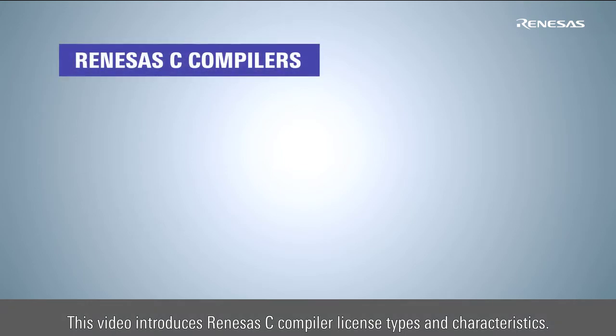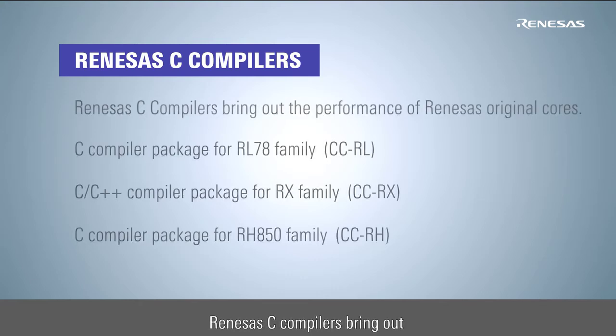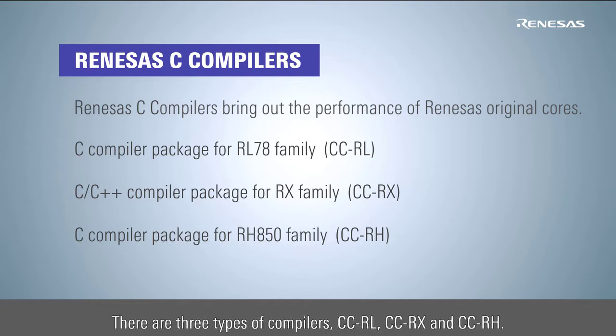This video introduces Renesas C compiler license types and characteristics. Renesas C compilers bring out the performance of Renesas original cores. There are three types of compilers: CCRL, CCRX, and CCRH.